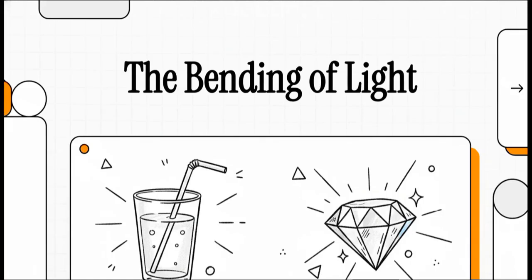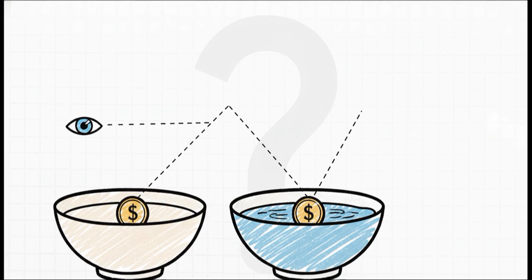All right, we're about to pull back the curtain on something you see literally every single day, from the way a diamond sparkles to why a straw in a glass of water looks like it's broken. We're going to dive into the bending of light. But first, let's start with a cool little trick you can even try at home.